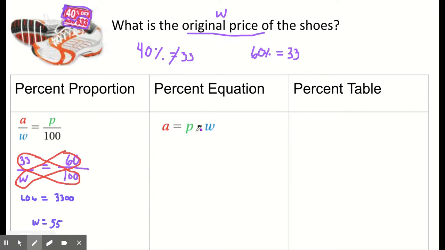Now let's use the percent equation. A equals P times W. So we know the part, 33. We know the percent. We talked about that. That's 60%.